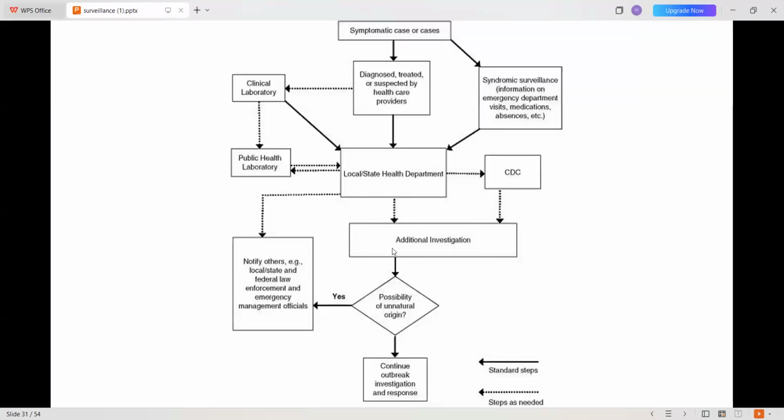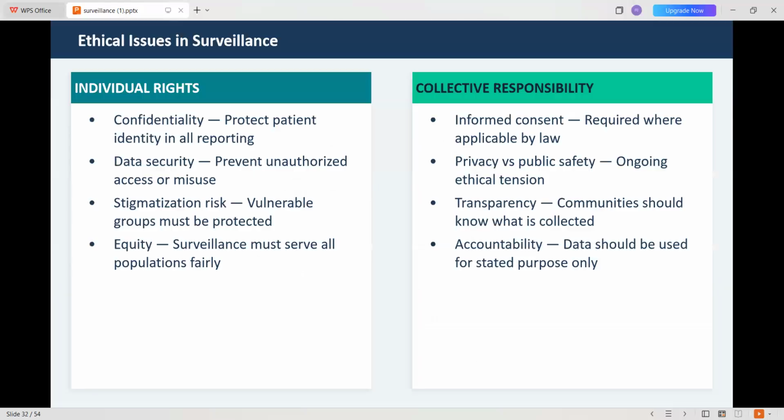So this is a diagram showing how symptomatic cases proceed through syndromic surveillance, which uses information on emergency department visits, medication, etc., or disease treated or suspected by the healthcare provider. Then it moves to the local or state health departments, and is investigated by the public health laboratories, and then additional investigation is done. If something is unnatural, then it notifies others, for example local, state, and federal law enforcement and emergency management officials, and then continues outbreak investigation and response.